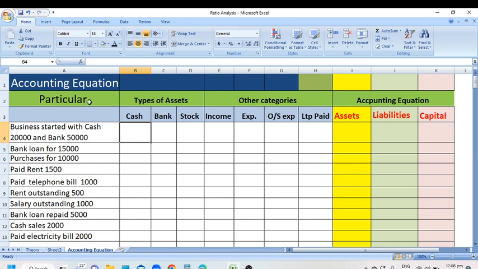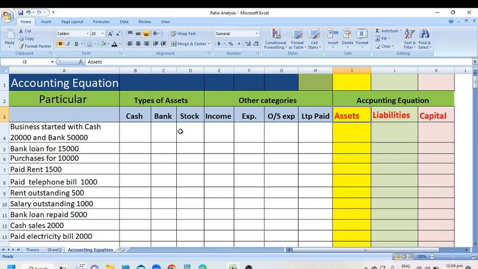So these are the particular assets. We have three types of assets here: cash, bank, and stock, right? And income is considered as assets as well, but I put it under other categories so that we can manage liability and capital as well. So income, expenses, outstanding expenses, and liabilities. And there is an accounting equation, meaning assets, liabilities, and capital. So I'll just generalize the things and give you a general idea how it works and what categories affect what type of asset or liability or capital.